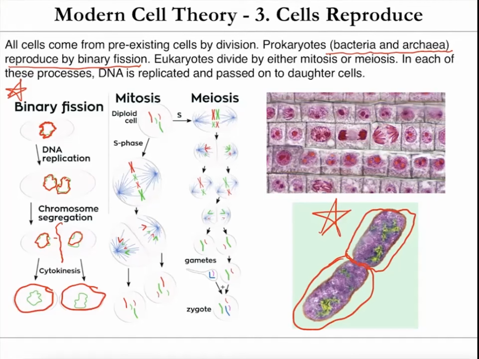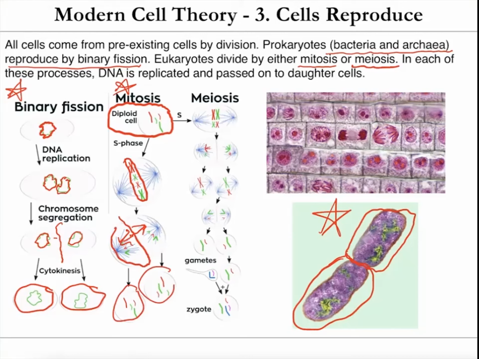Eukaryotes are a bit more complicated. They divide in 2 different ways. Most eukaryotic cells divide by a process called mitosis, which is shown right here. Some of your reproductive cells divide by meiosis, which is a modification of mitosis. So you have a diploid cell, which means it contains 2 copies of each chromosome. It also replicates its chromosomes. Then these line up in the center of the cell. Half of them go to one side, half of them go to the other side. The cell membrane splits, and now you have 2 different cells.